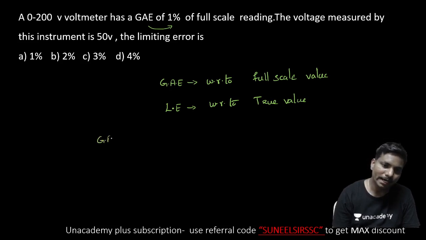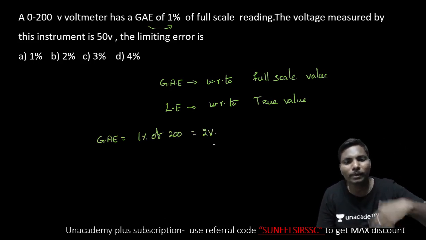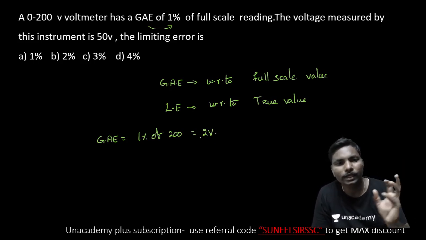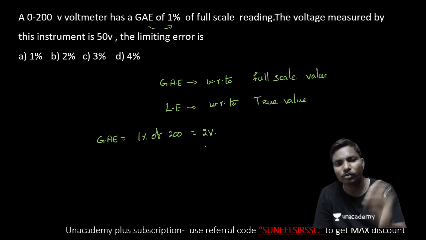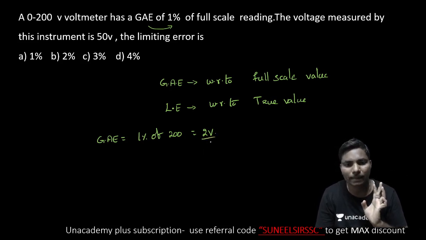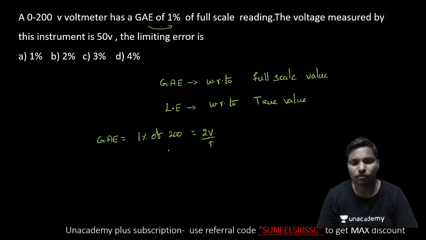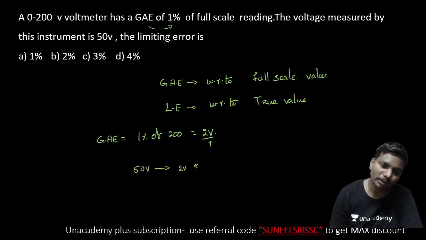So what will be the guaranteed accuracy error, guys? 1% of full scale reading, which is 200 volt, means you are getting 2 volt. So if you measure 10 volt, you get 2 volt as error. 20 volt, 2 volt error. 50 volt, 2 volt error. 100 volt, 2 volt error. So it is the maximum error if you measure the full scale value. If you measure 50 volt, this error is common, 2 volt error.